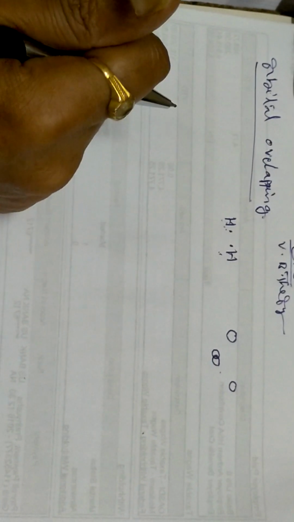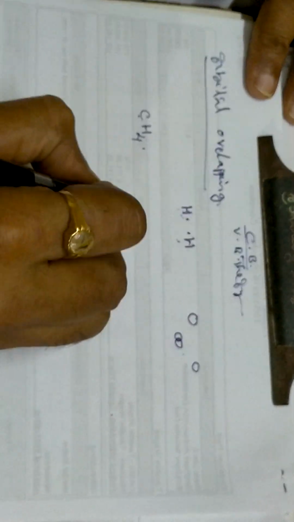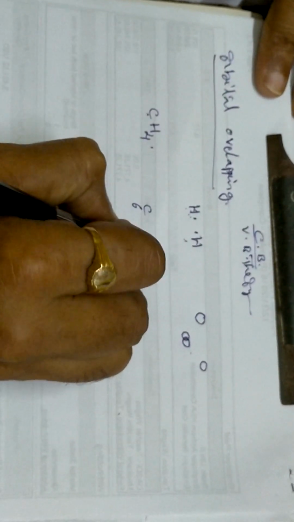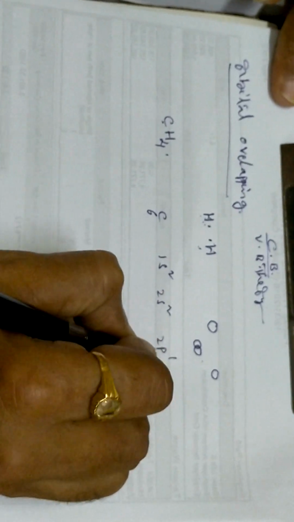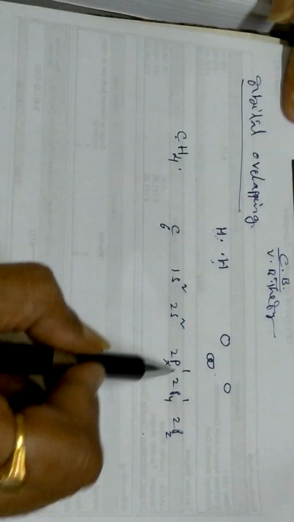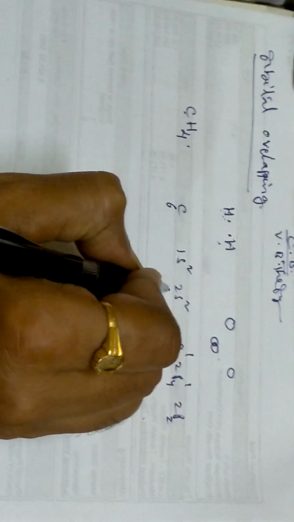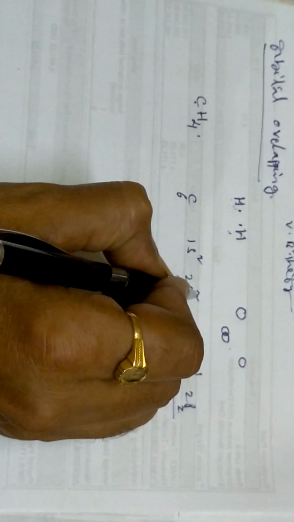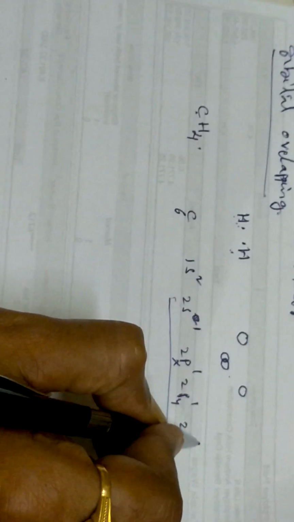Why should all these things be read? For the geometrical shapes also. Start with methane. Carbon is 6, that means 1s2, 2s2, 2px1, 2py1, and 2pz is 0, nothing there, because 2 plus 2 plus 2 is 6. But what happens? These orbitals are in the same energy state. In the excited state, one electron moves so that the 2pz also becomes 1.